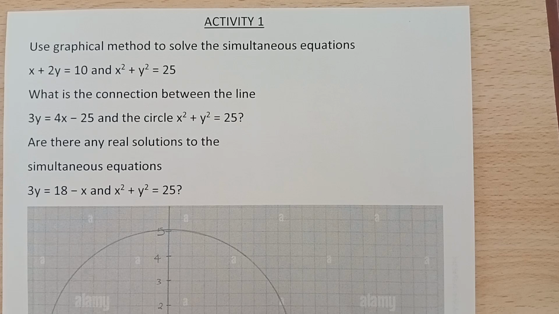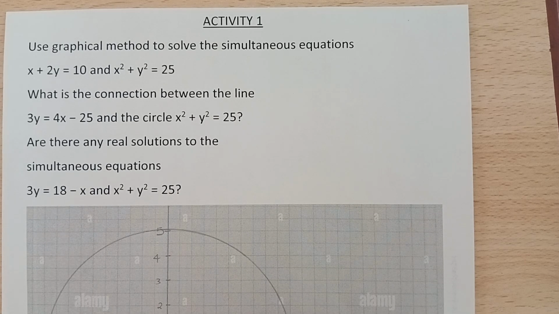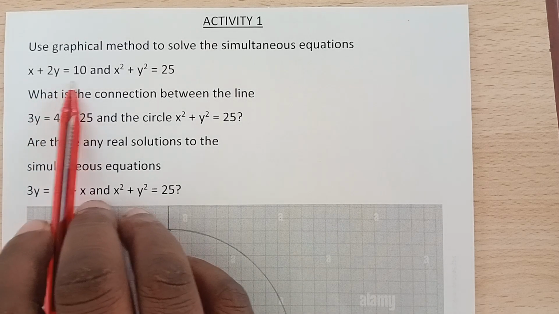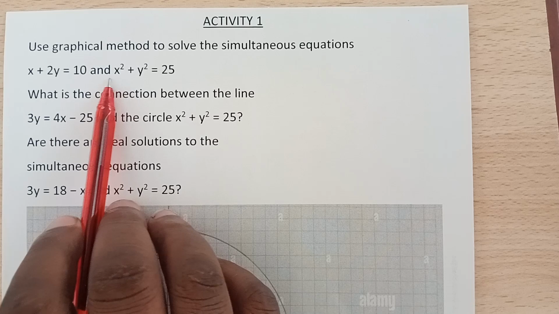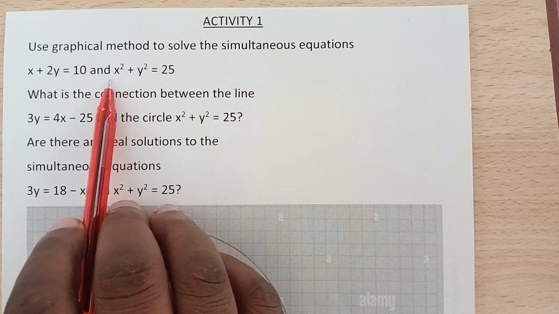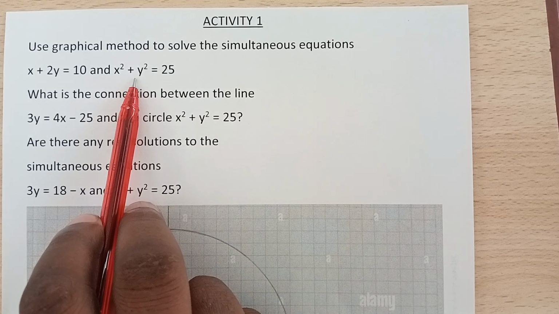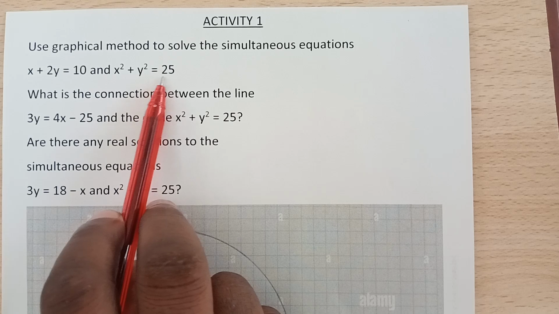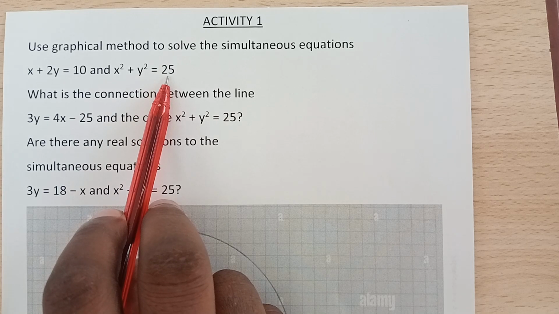And we are told to use graphical methods to solve the simultaneous equations x + 2y = 10 and x² + y² = 25. First of all, it must be clear to all of us that this is the equation of a circle. Although there could be deeper information, we shall explain when we get to study the geometry of circles.